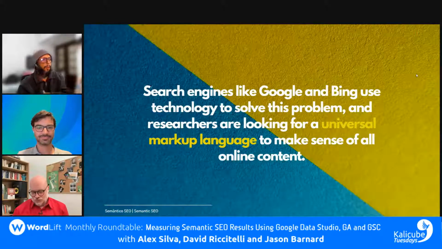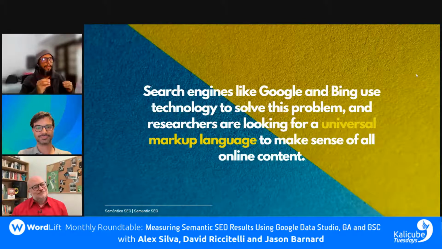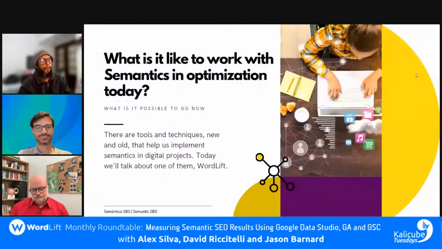And we, researchers and professionals, use this kind of universal markup language to make some sense of all the content we put online. So Wordlift helps us to do that too. So how to make this work? How to use semantics in optimization today, right now? We have a lot of tools and a lot of techniques. I found Wordlift, and when I put Wordlift in a project, we have a marriage.